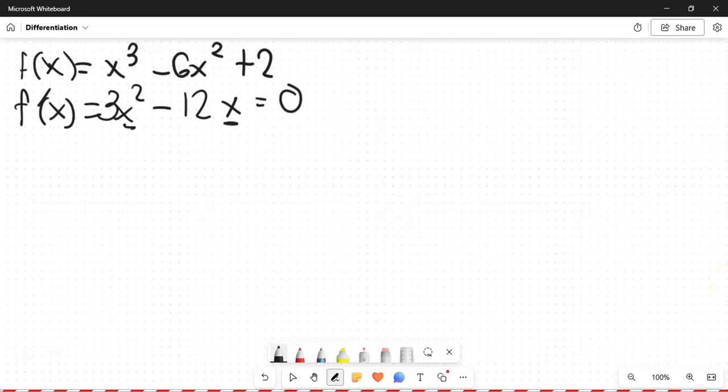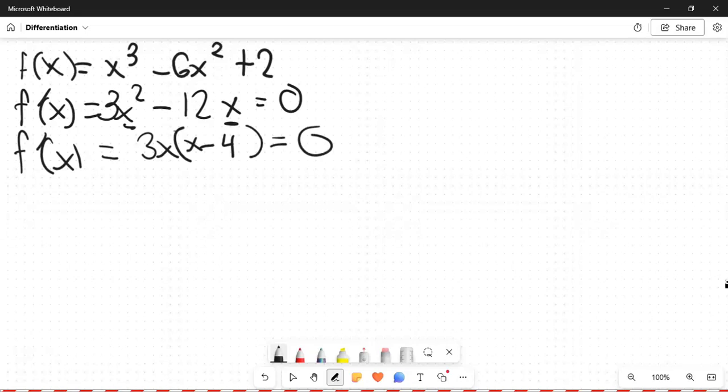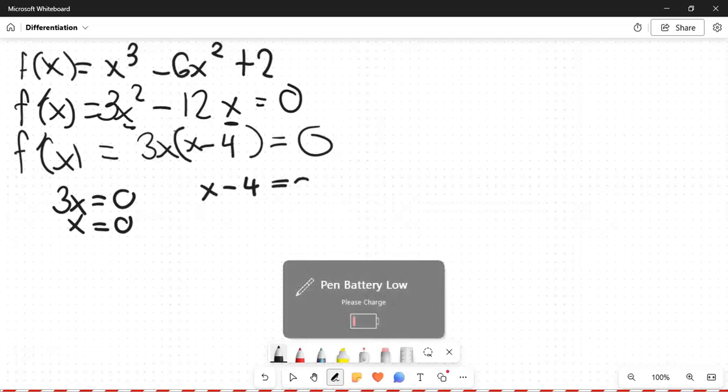Because we have unlike terms, we factor out the equation. So the common factor here is 3x. So it will be 3x times (x minus 4) is equal to 0. Then we solve the value of x for each. So 3x is equal to 0 and x is equal to 0. x minus 4 is equal to 0 and x is equal to 4.